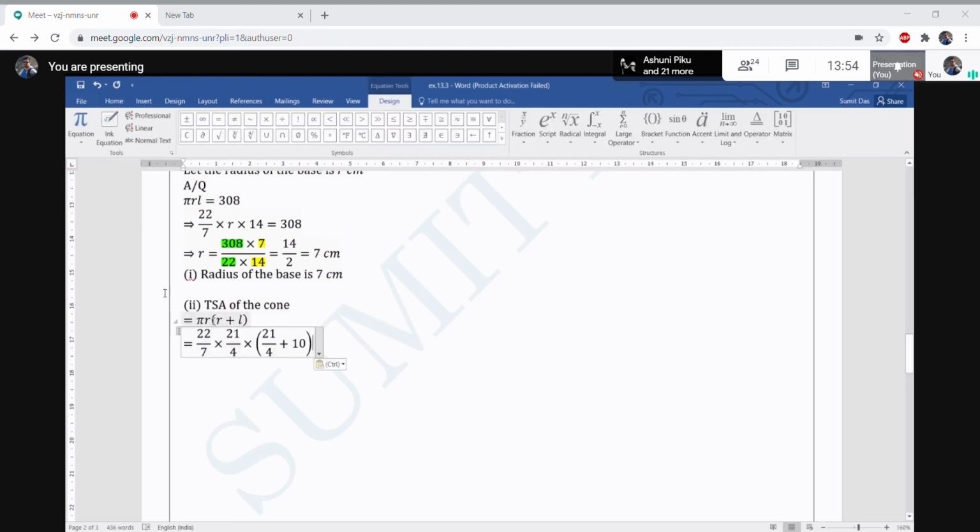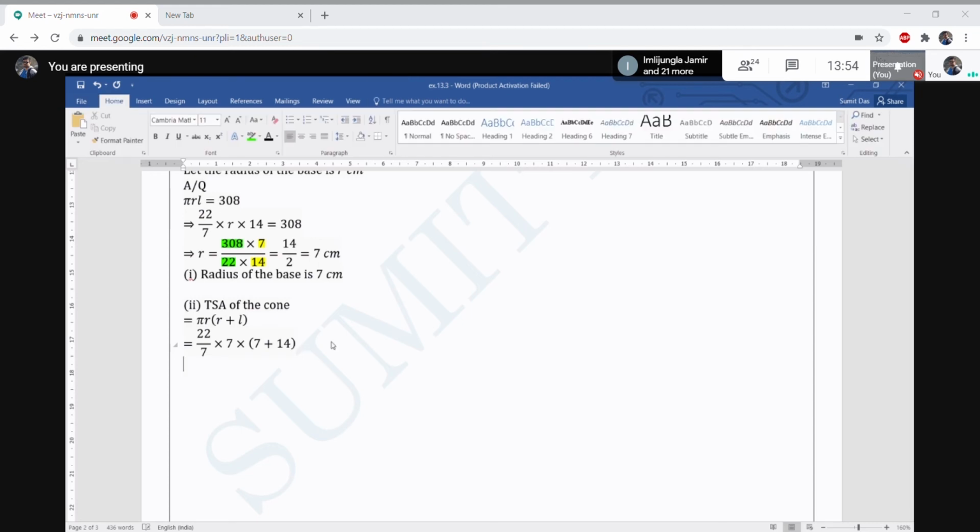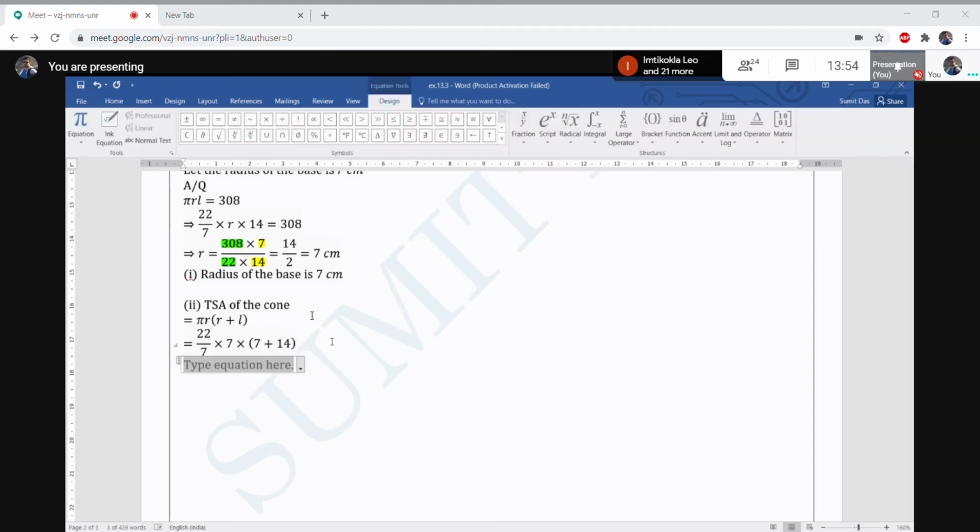Okay, formula is pi r plus L, right? R value here is 7. R value just put 7, and what is this value? L value is 14. So next line, if you simplify, equal to 22 by 7.